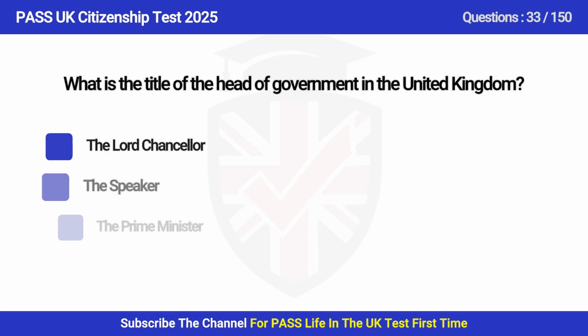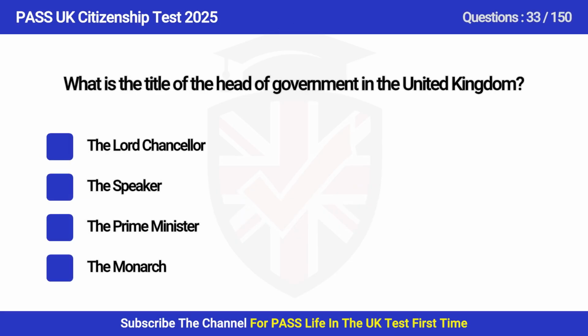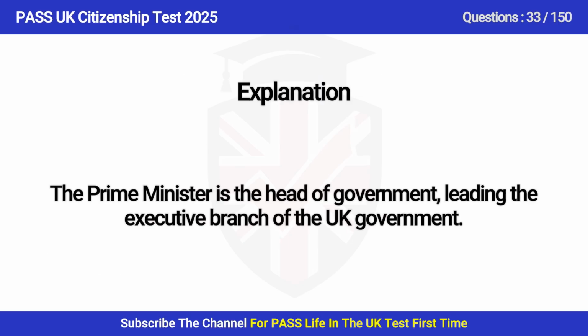Question 33. What is the title of the head of government in the United Kingdom? A. The Lord Chancellor, B. The Speaker, C. The Prime Minister, D. The Monarch. Answer is C. The Prime Minister. The Prime Minister is the head of government, leading the executive branch of the government.